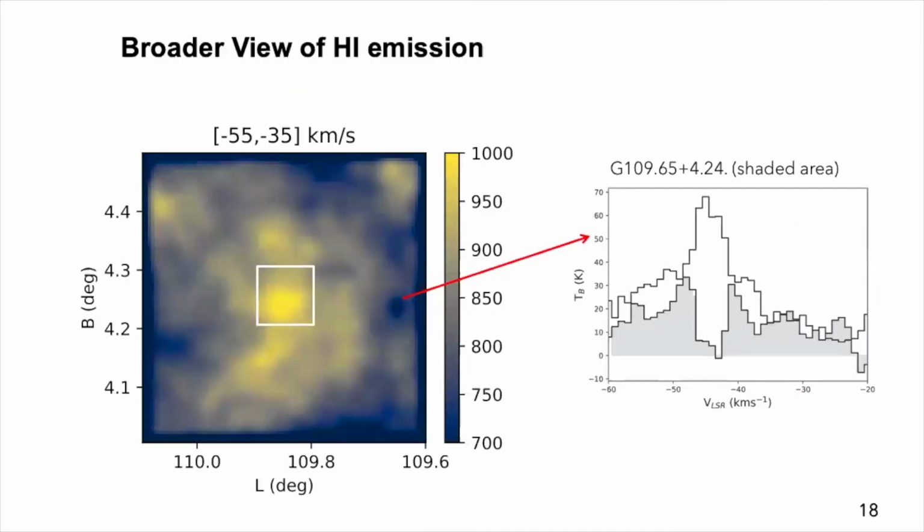So if we look at the 21 centimeter map in a somewhat larger field of view, the white rectangle here is essentially the size of the C+ map that I was showing before. You can see there is a fair amount of extended HI 21 centimeter line emission over a somewhat larger velocity interval than you see from the C+ and CO. You can see that there's a hole there on the right-hand side.